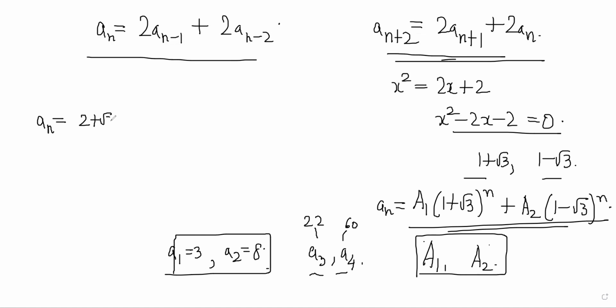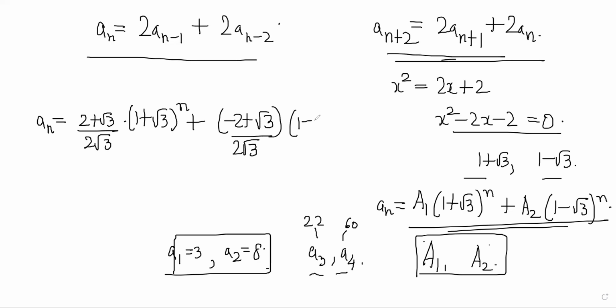An is equal to (2 plus root 3) by 2 root 3, not 2 minus root 3, it is 2 root 3. And here you have (1 plus root 3) power n plus (minus 2 plus root 3) by 2 root 3, (1 minus root 3) power n. Basically, the values of capital A1 and capital A2 come out to be these. But the idea of the problem is done when you get this recursion. The solution of this recursion, we have learned how to solve recursions like this in the previous videos. So you just have to apply that method, and I have outlined almost how to do it. So just do that.